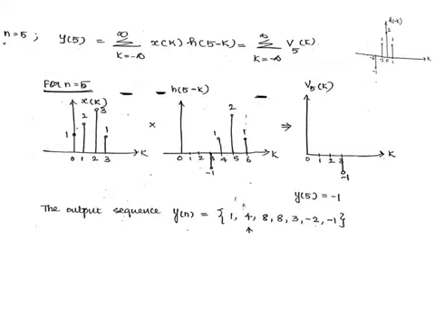The last sample value of y of n occurs at n is equal to 5. And for n is equal to 5, the formula will be y of 5 equals summation k is equal to minus infinity to infinity x of k h of 5 minus k. To get this h of 5 minus k, you will be shifting all sample values of h of minus k by 5 units towards right.